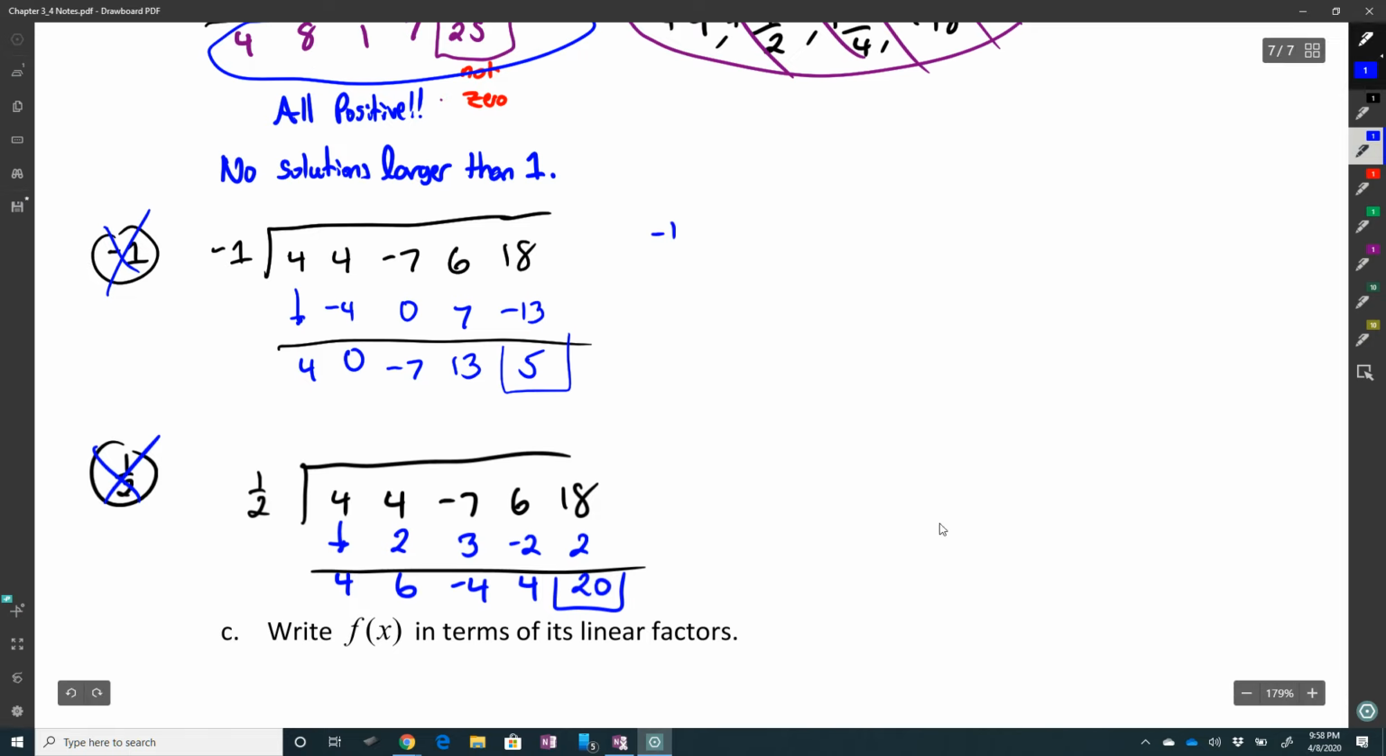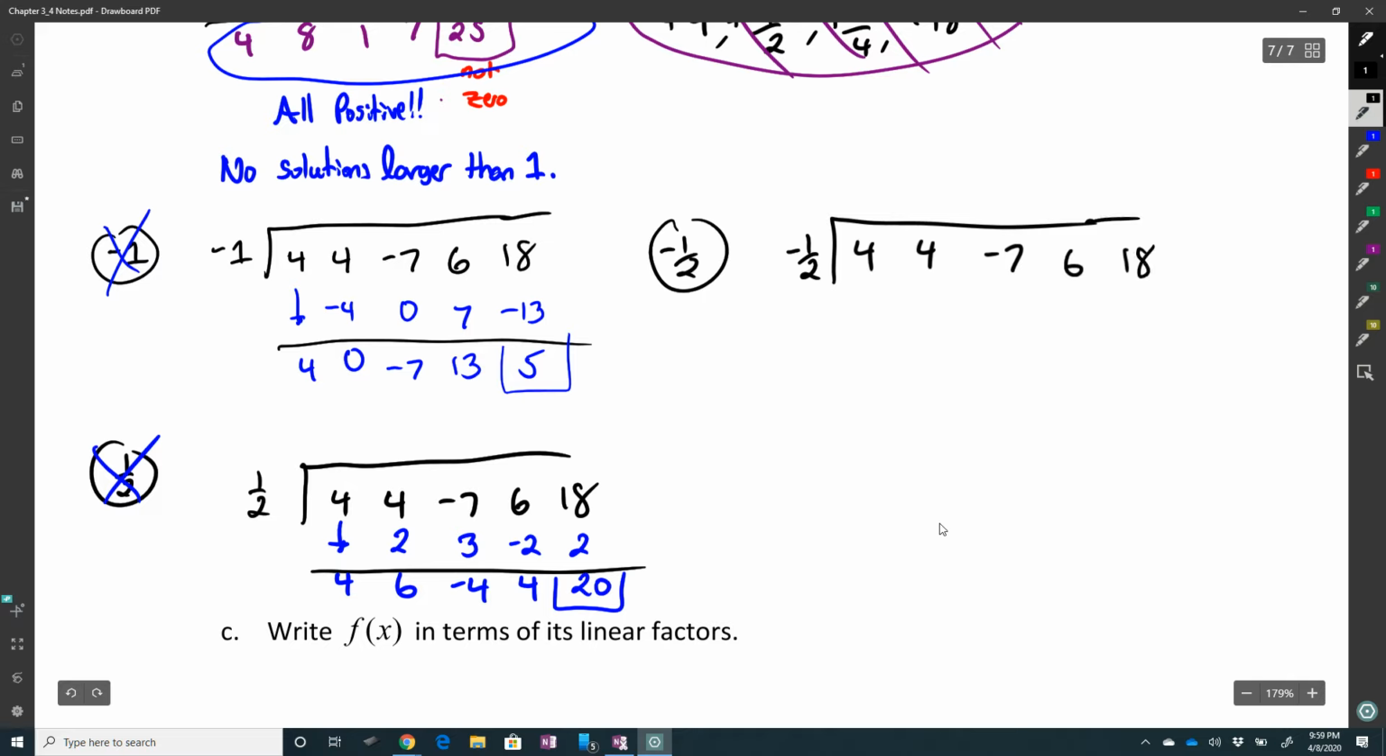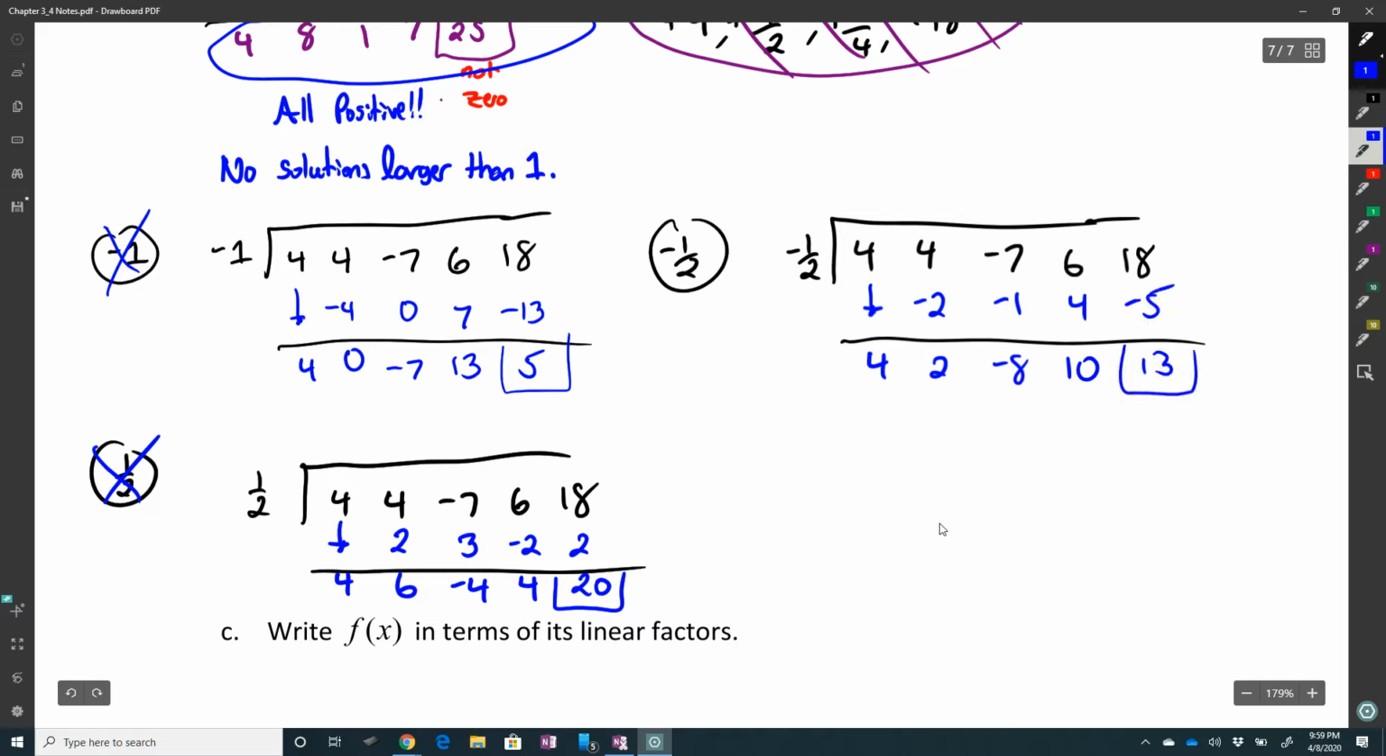Let's move on to negative half. And that's all you're doing, is you're just guessing until you find one that works. So I have 4, 4, negative 7, 6, 18. So 4 times negative a half is negative 2. 2 times negative a half is negative 1. Negative 8 times negative half is positive 4. 10 times negative half is negative 5, and that gives me 13. So nope, not that one.